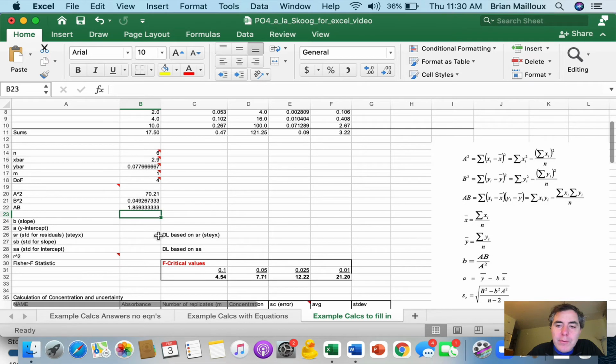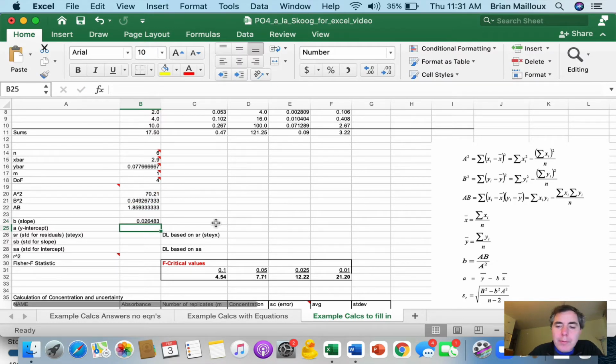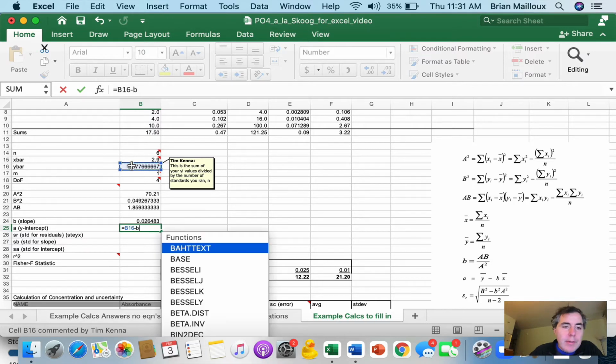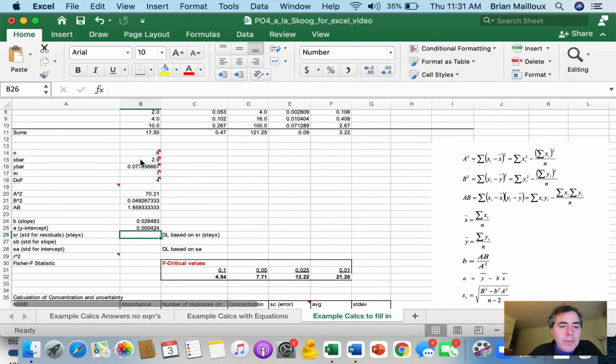And now we're going to want to calculate. This is where we actually calculate our slope. This is what we actually want. So our slope is equal to ab over a squared. So we have those. So it's ab divided by a squared. And it's 0.026483. Then we want our intercept a, which is equal to y bar, our average, y bar minus b, our slope, times x bar, right? And that's 0.00424.